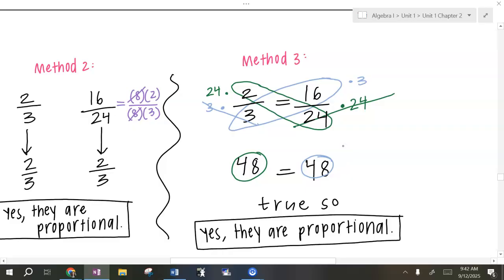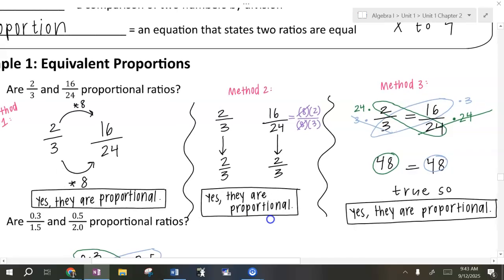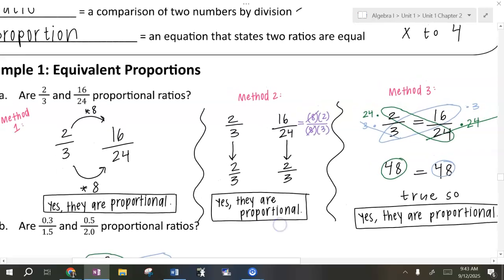Since the cross products, remember product means multiply, the cross products are equal. They're both equal to 48. That means that these are proportional ratios. So I've just shown you 3 different methods to figure out whether or not these are proportional ratios. I'd like you to pause the video and see if you can try to think about B a little bit on your own first.